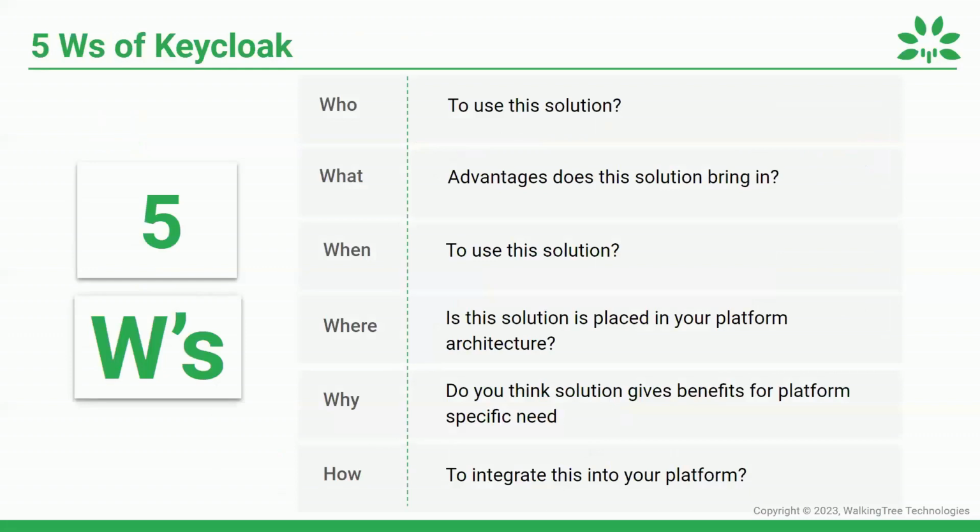Moving on to the 5Ws of Keycloak. The 5Ws, who, what, when, where, and why, are five important things we should think about when we are doing anything. Basically, when choosing a tool or implementing a solution, we need to understand whom we are building for, what we are building, when it should be built or used, where it should sit in the overall plan, and finally, why. So let's understand them one by one.